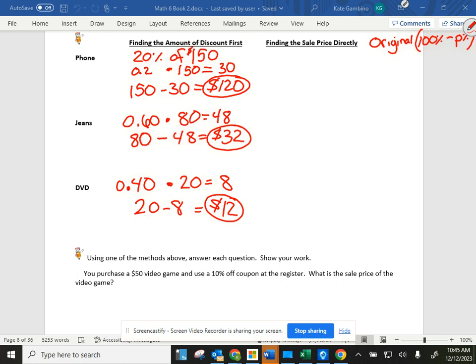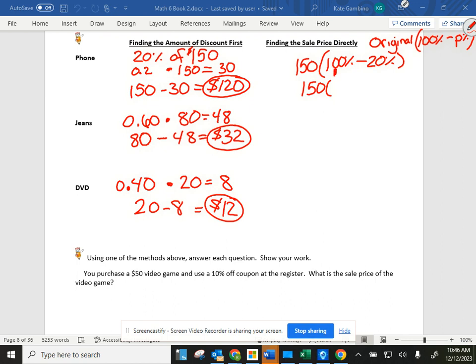So I'm going to show you what that means. If we look at our phone, the phone's original cost was how much? $150. We're going to multiply that original cost by 100% minus the percent of our discount. What was the percent of our discount, Zelda? 20%. So that means we have 150.